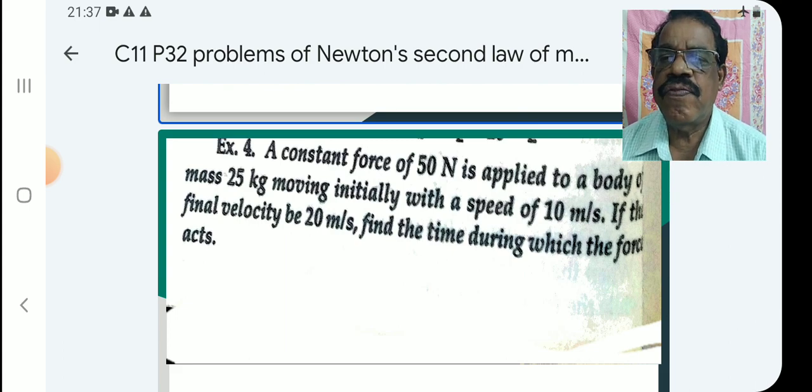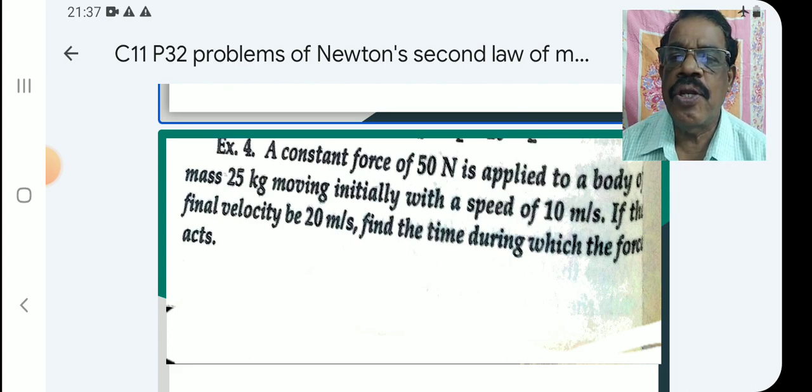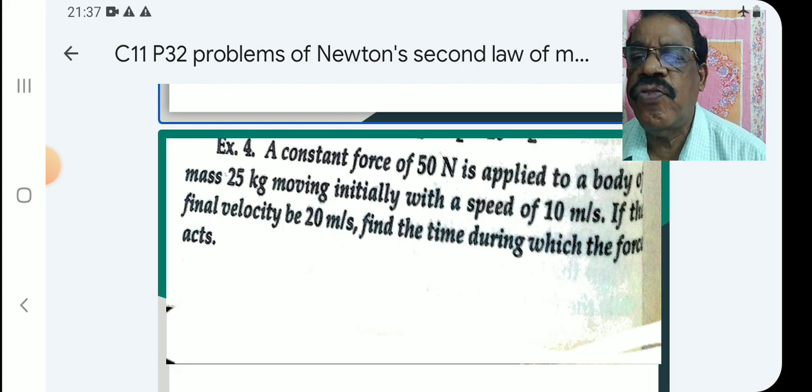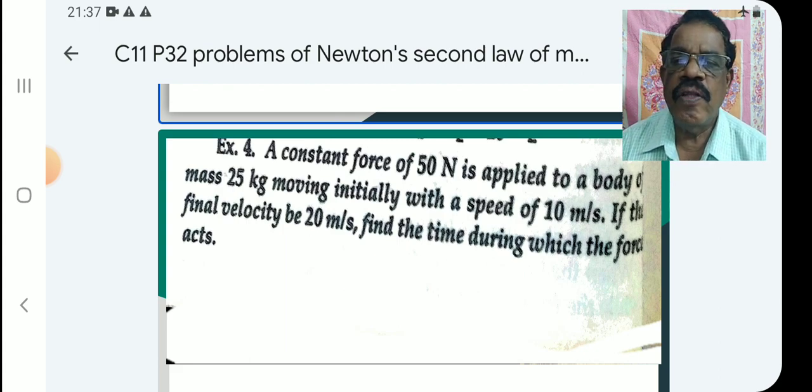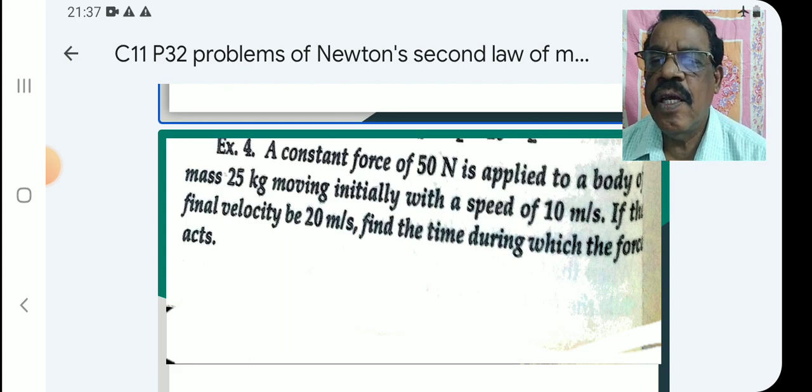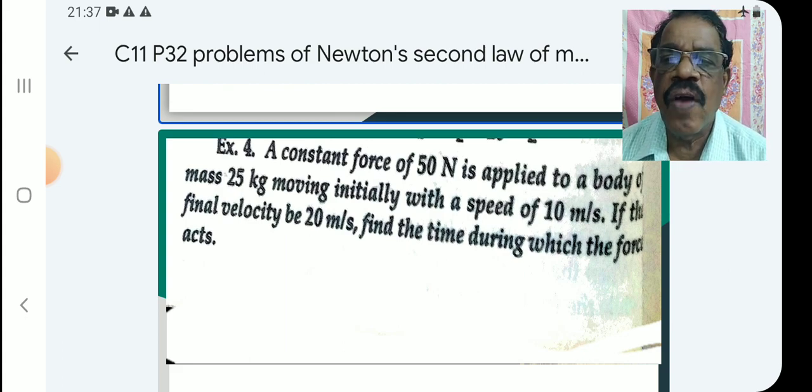A constant force of 50 Newton is applied to a body of mass 25 kg moving initially with a speed of 10 meter per second. If the final velocity be 20 meter per second, find the time during which the force acts.